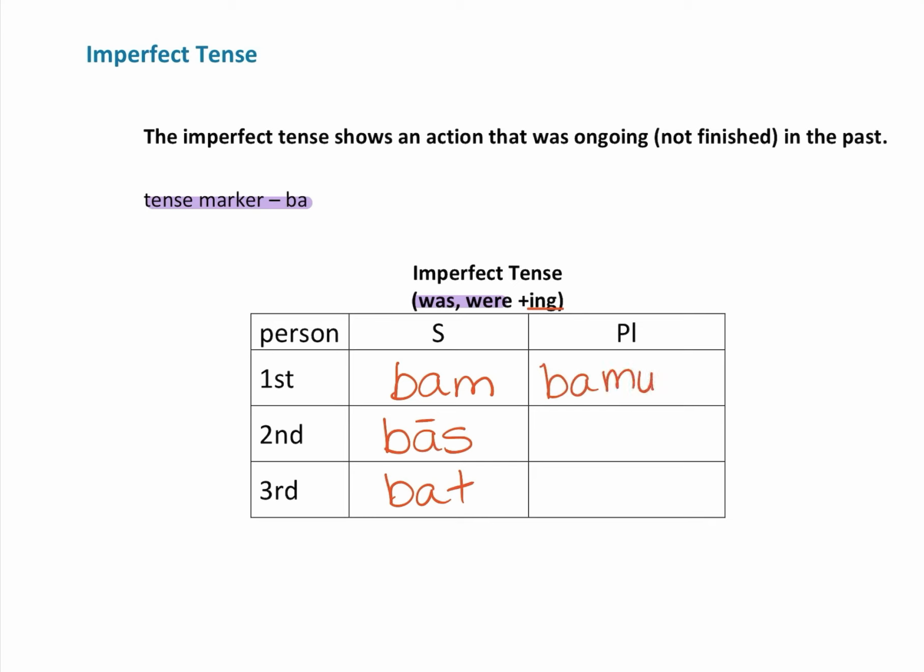So continue with the BA: bamus, batis, and then bant. BA all the way through. So it's pretty easy. We're going to remember to use the word was or were in front of the verb and end the English verb with an ing.